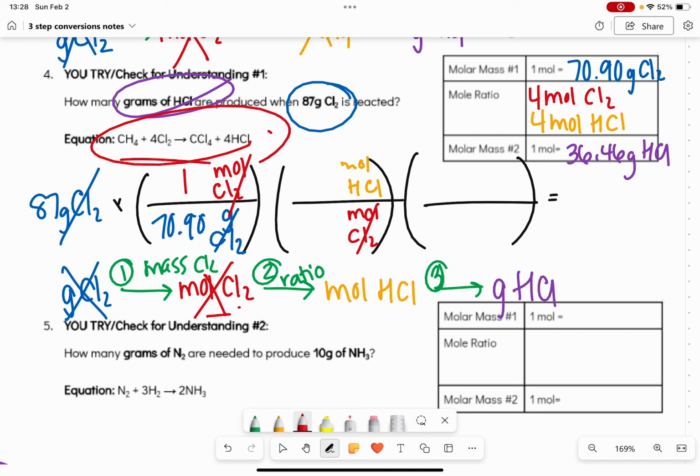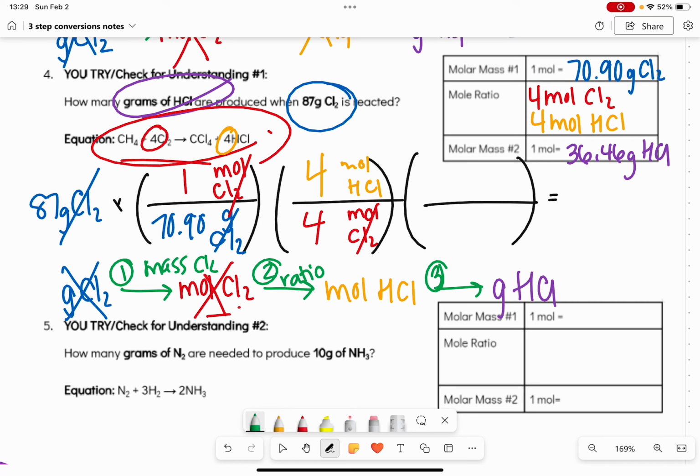From our equation, there is a 4 in front of Cl2, so that is going to be the number that goes with moles Cl2 in our mole ratio. And then in the same equation, if we find HCl, there's a 4 as the coefficient there. So that's going to be the number of moles for moles HCl in our mole ratio conversion. So it should be 4 moles HCl over 4 moles Cl2.